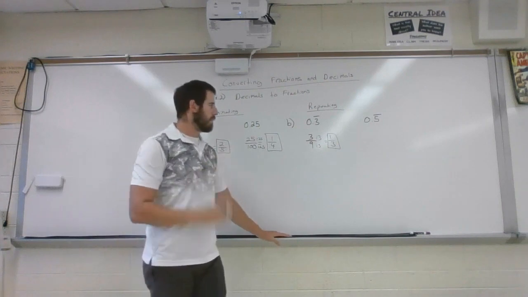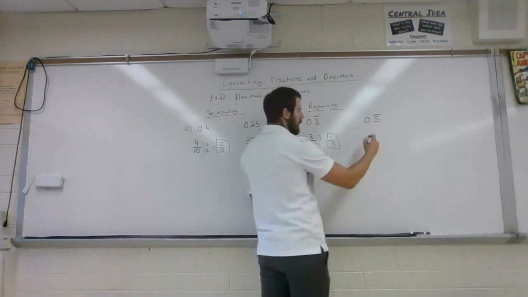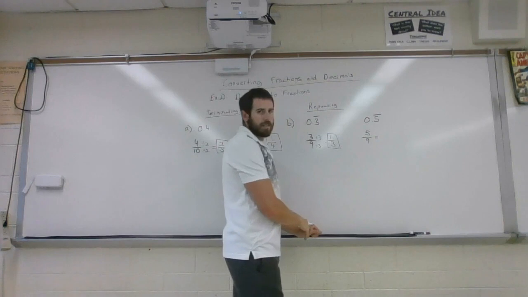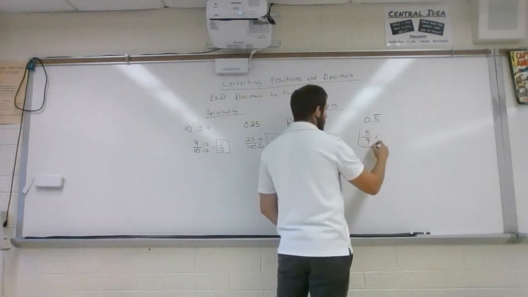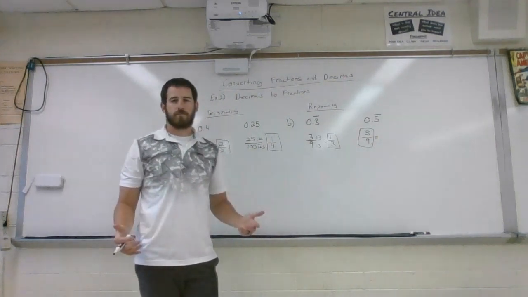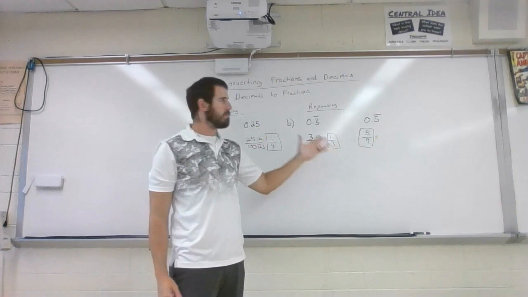Pause the video if you want, otherwise here we go. One number repeating, divide by 9, so I have 5 over 9. Can I reduce it? No, I can't, so that is my answer. Problem solved. If you can't reduce it, you're done. Okay, that's the answer.